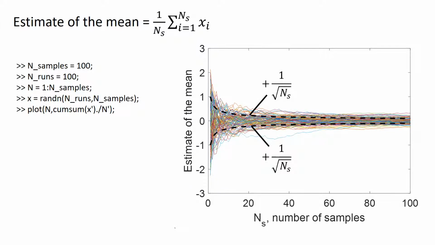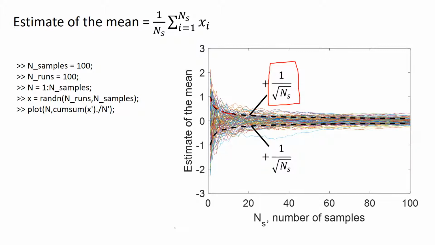Now we can see something kind of cool. These dashed lines are plus or minus 1 over the square root of the number of samples. So maybe, or hopefully, you're thinking, oh, divide by the square root of n. I've heard of that before. Yes, you have. So here the population standard deviation is 1. The standard error is 1 over the square root of the number of samples.